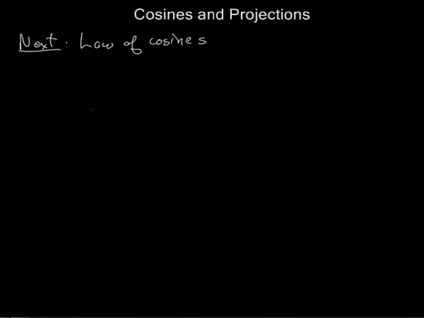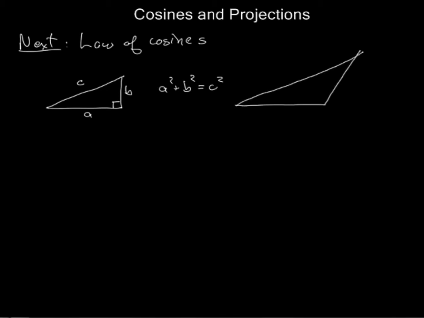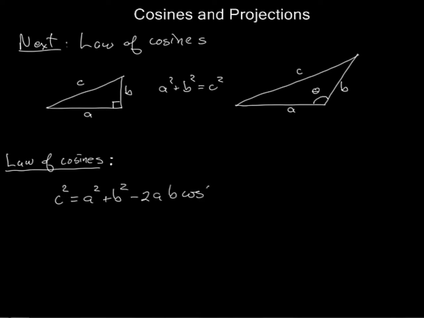Okay, there's another law which is closely related called the Law of Cosines. And you all remember, of course, that the Pythagorean Theorem says when you have a right triangle, a squared plus b squared is equal to c squared. Well, what if it's not a right angle? So we still have a, b, and c, but now we have some angle, which I'll label theta. What's the formula for the length of c in this triangle? And that's exactly the Law of Cosines. The Law of Cosines says that c squared is a squared plus b squared minus 2ab cosine theta.